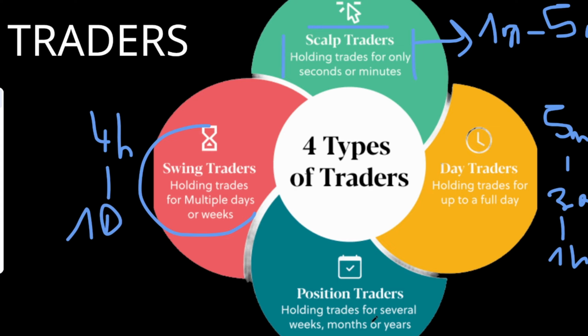Position traders, those are like investors in a way. They hold trades for several weeks, months, or years. Normally they trade based on the daily, where each candle is 1 day, or the weekly, where each candle is 1 week. The word that you heard mostly is day traders, which are holding trades for up to a full day. Normally, the scalpers and the day traders are a little bit the same.